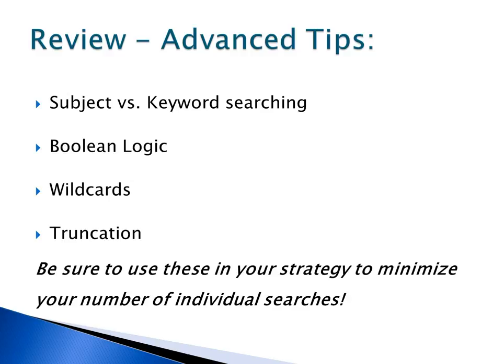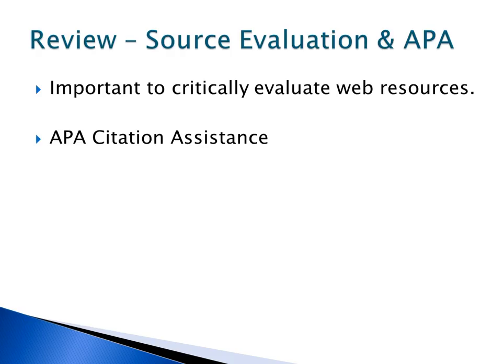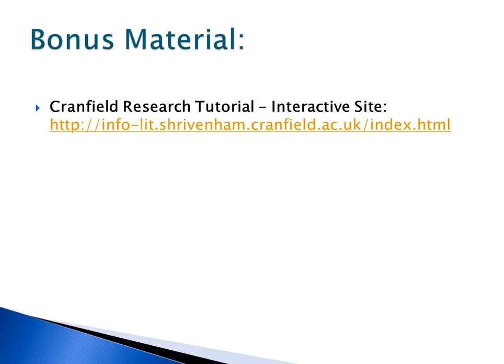basis of a word, put an asterisk, for example, on the end of that, so that you can come up with alternate endings to a particular word and expand your search, making it easier for you to do more searching all at one time. We also talked about the importance of critically evaluating web resources. And finally, we discussed different sources to help you further do APA citations.